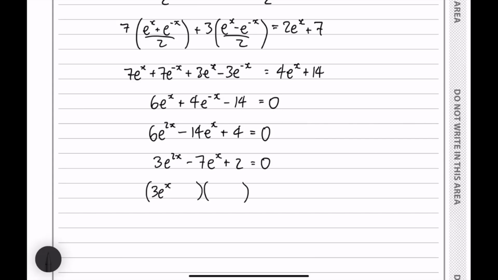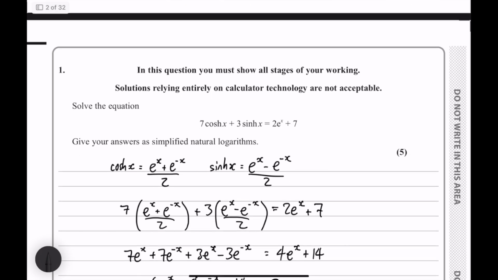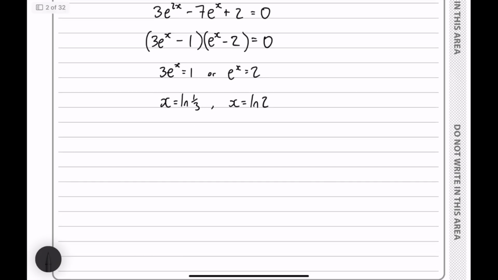I think we probably can. We need a 2, so we've put a minus 2 there and a minus 1 there. I think that is looking good. So 3e to the x must equal 1, or e to the x must equal 2. And then I think, give your answers as simplified natural logarithms. So x is equal to the natural log of 2, and over here x is equal to the natural log of 1/3. Those are our 2 answers for this question.